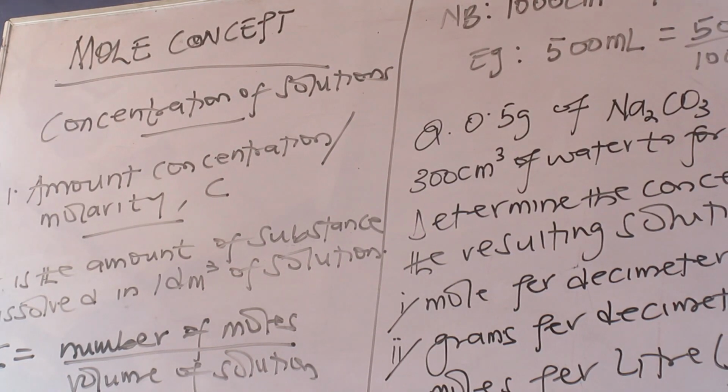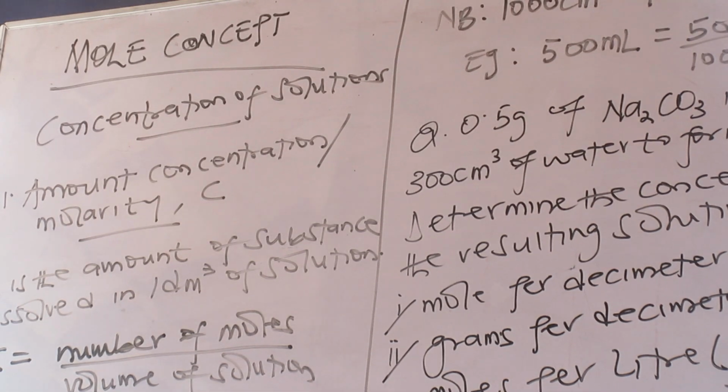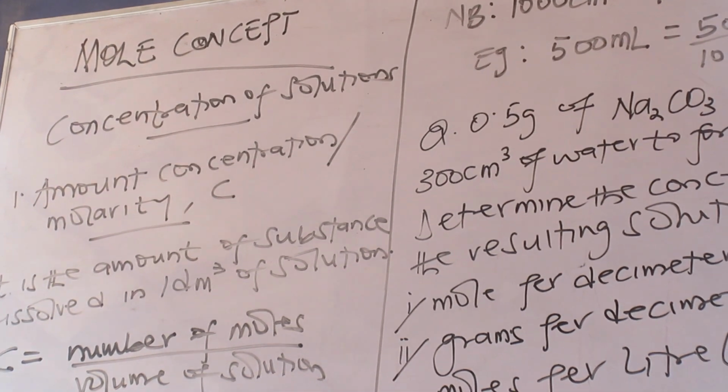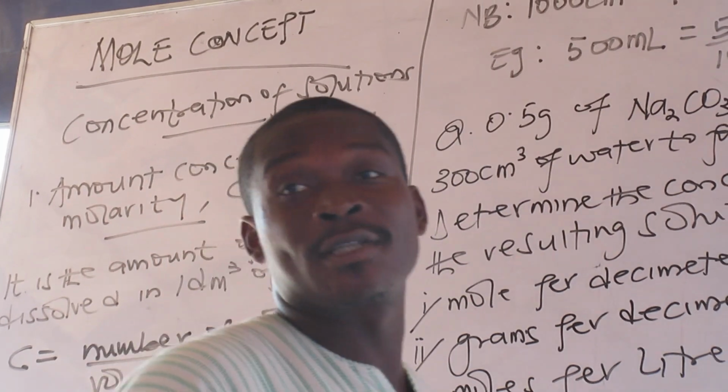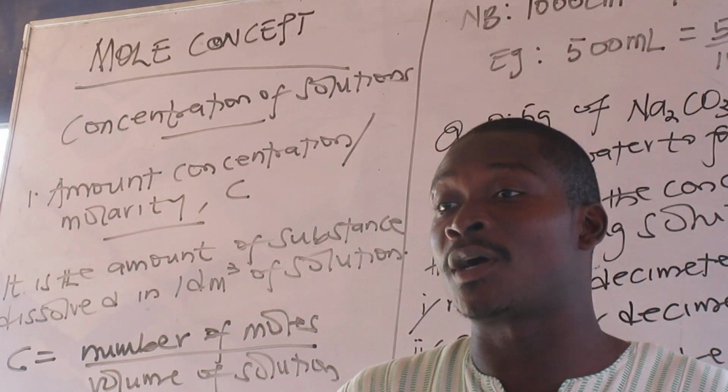That's a concept, right? So we are on concentration of solutions. Now, a solution is a homogeneous mixture of what? A solute and a solvent. So when I put sugar in water, sugar is solute and water is solvent, right? I form what we call a sugar solution.